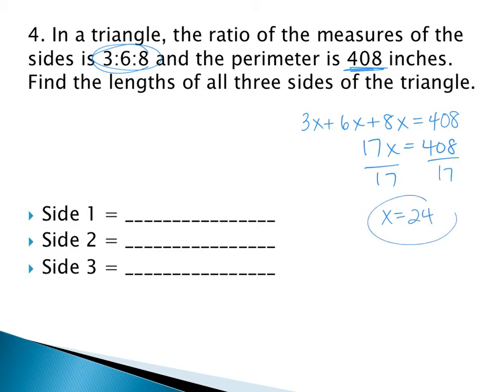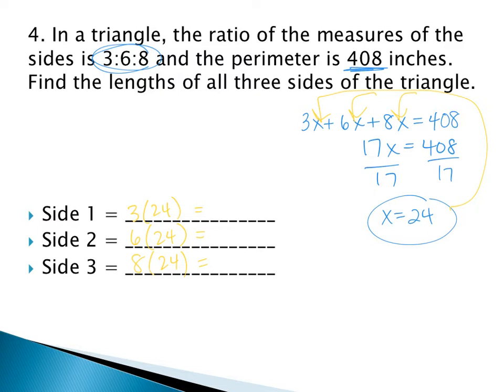Now 24 is not our final answer. What we have to do is take that number and plug it in by the 3 and by the 6 and by the 8. So we're going to do 3 times 24 and 6 times 24 and 8 times 24. And we're going to get our answers. So again, type those in your calculator.